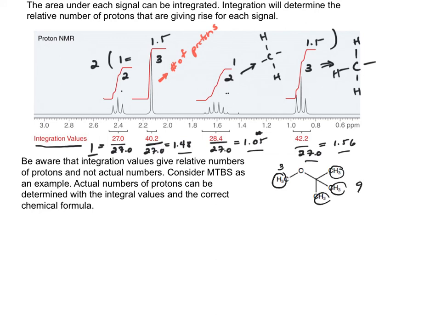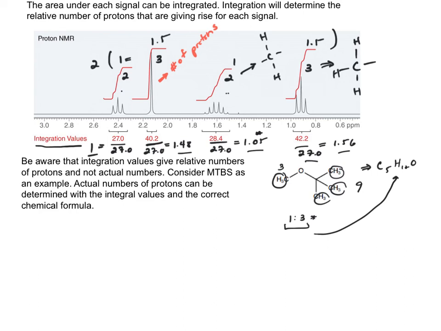So when we do the integral for this type of compound, we're not going to see a 3:9 ratio. What instead we're going to see is a 1:3 ratio, right? The way we're going to take that and figure out that it's a 3:9 ratio is going to be taking this and coupling with the fact that the molecular formula here is C5H12O. And so a 1:3 ratio doesn't make sense if there are 12 protons, right? A 3:9 ratio is what makes sense if there are 12 protons.